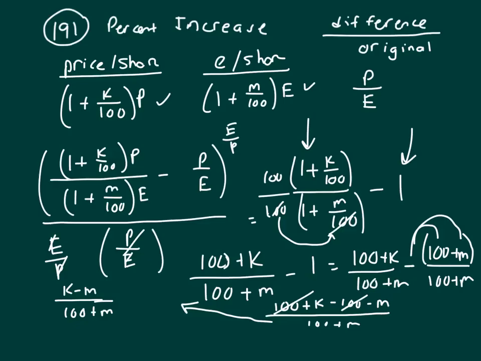It doesn't look like a decimal, but that's in decimal form. And if I want to switch that to percent form, I would have to multiply it by 100. So do we have an answer that looks like that? 100 times K minus M over 100 plus M. That looks to me like that's D. There's your answer.